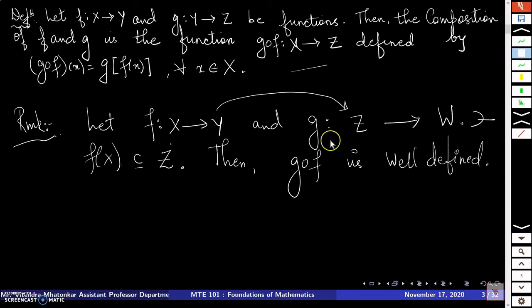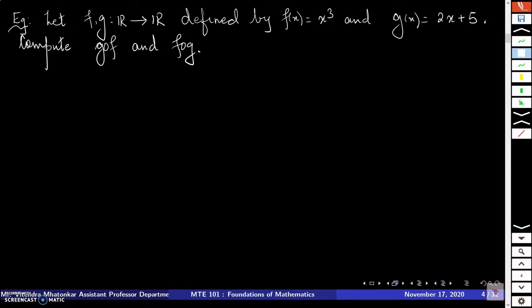All right. Now moving on to some examples. Look at these two functions. Let f and g be functions from R to R defined by f of x equal to x cube and g of x equal to 2x plus 5. Compute g composite f and f composite g.